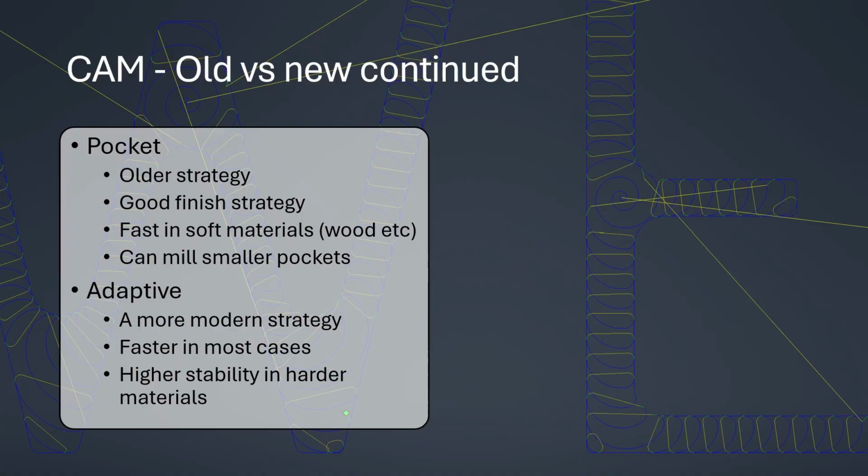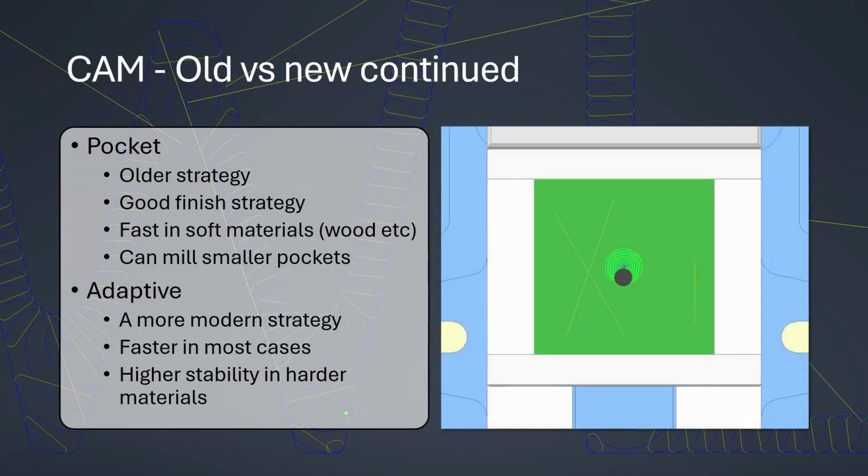This is a more modern strategy. It's faster in most cases, and it has high stability in harder materials. So that looks like this. So it has more of a spiral, and in this case, I'm actually doing 2 millimeter for a 10 millimeter end mill, just to speed it up mostly a little bit. But this is basically what it would look like. And so you can see per layer, yes, it can take longer.